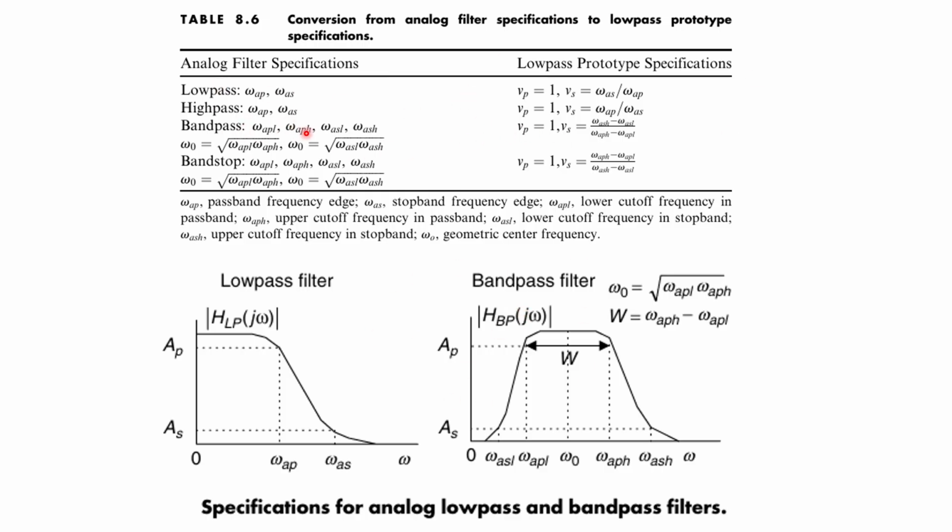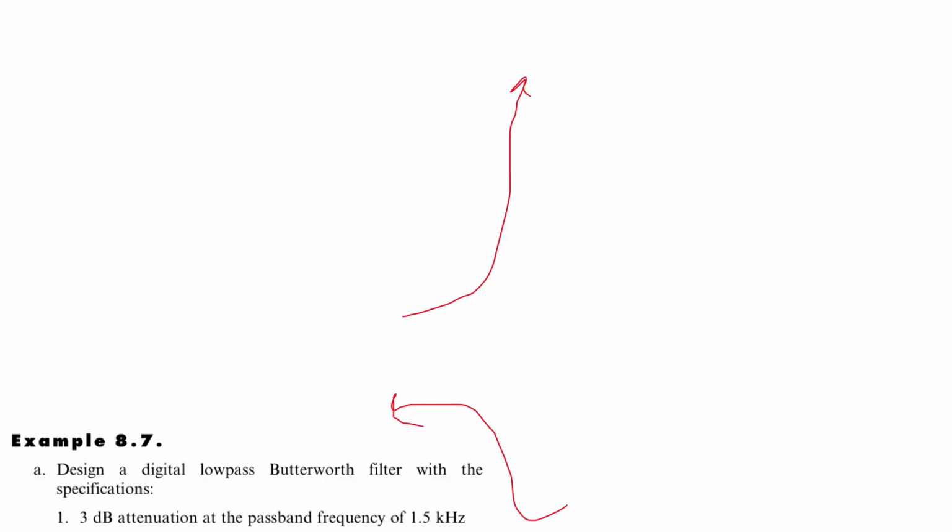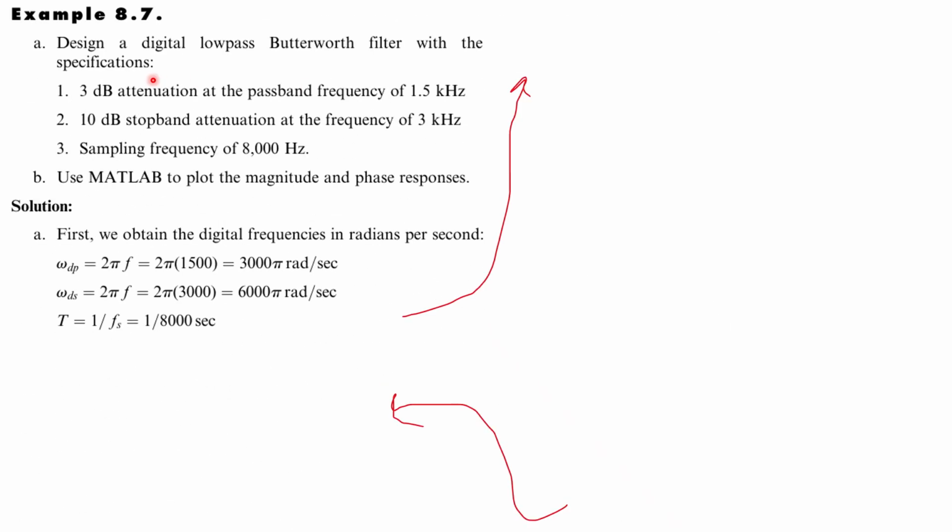And for all these low pass, high pass, and band pass filters, what will be the prototype specifications? BP is equal to 1 for all these, and Vs is equal to omega AS by omega AP, and likewise. So for all these four filters, we can find out the values of BP and Vs. So these are other important terms. If you remember them, it will be easy to design the filters. So let's take some questions. How to design the filter?